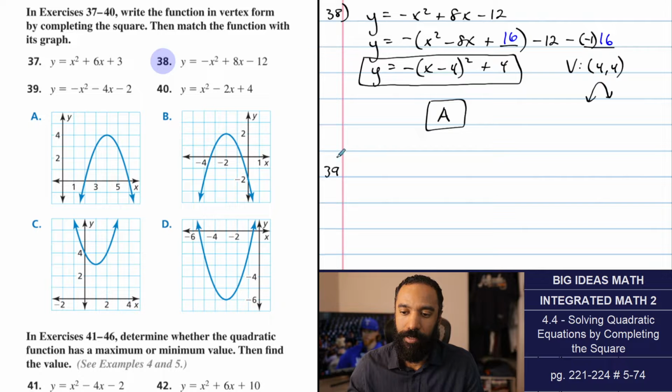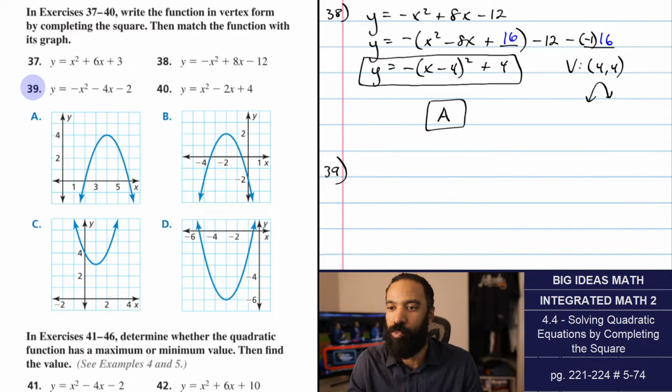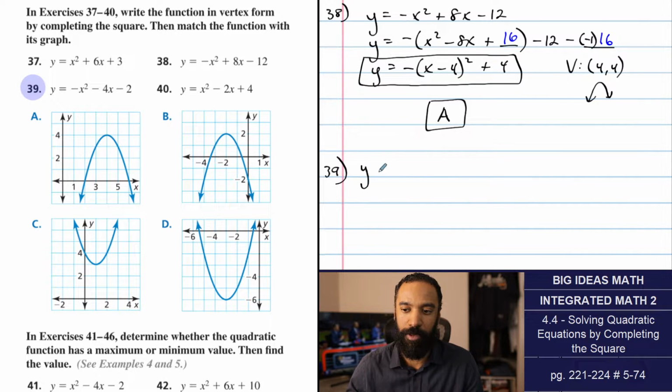Number 39. Y equals negative x squared minus 4x minus 2. Once again, we know the graph is going to be B because it's the only other one that's negative, but let's get into that one. Negative x squared minus 4x minus 2.